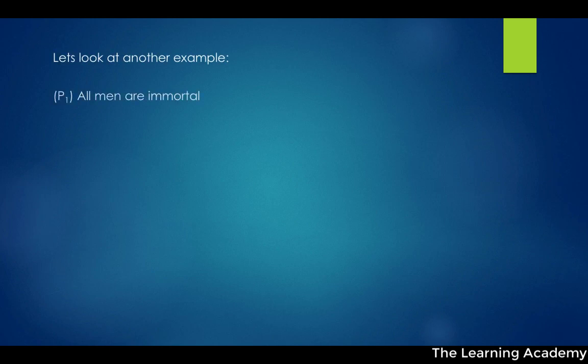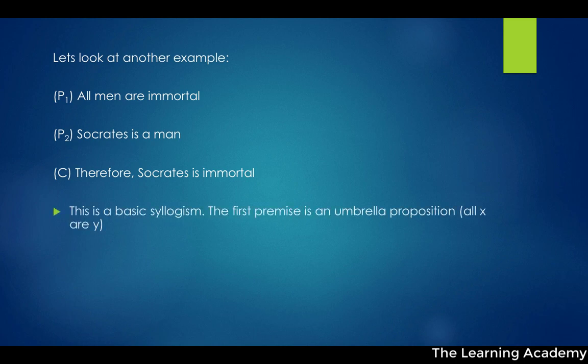So let's look at another example. Premise 1, all men are immortal. Premise 2, Socrates is a man, therefore Socrates is immortal. Now, this is still a valid argument. This is what we call a basic syllogism. This is an ancient Greek form of argumentation.